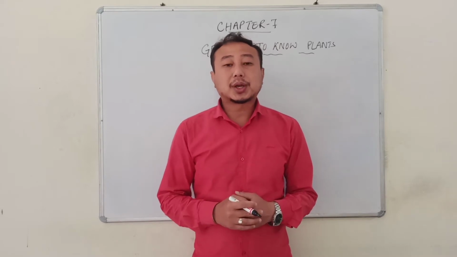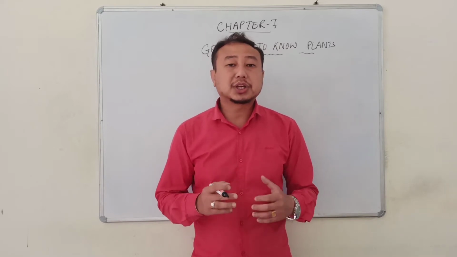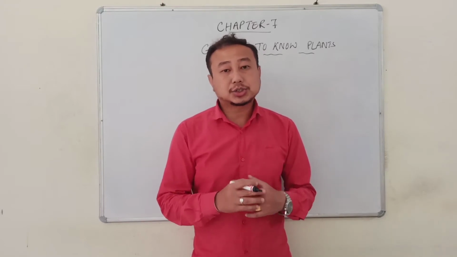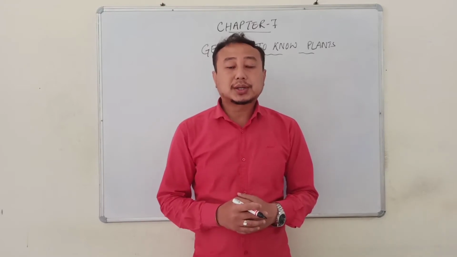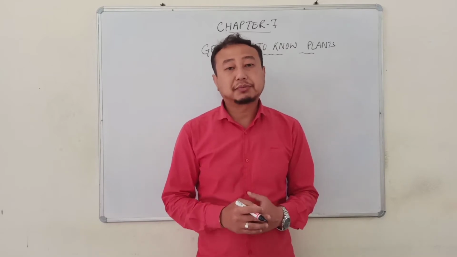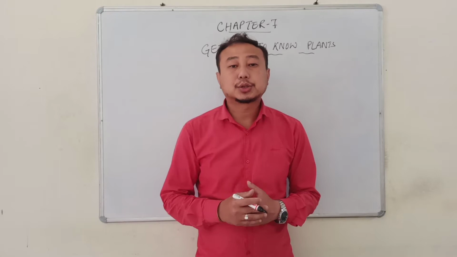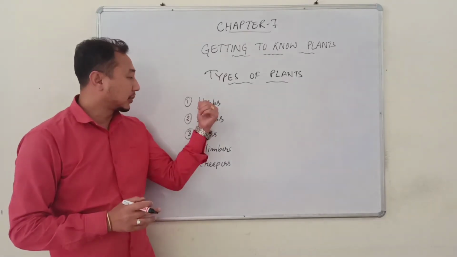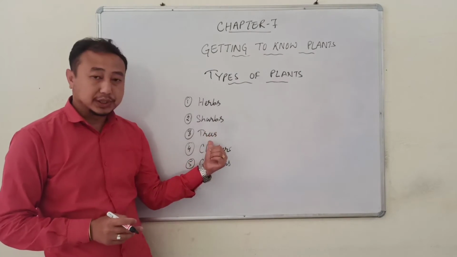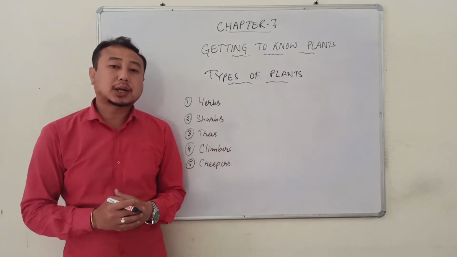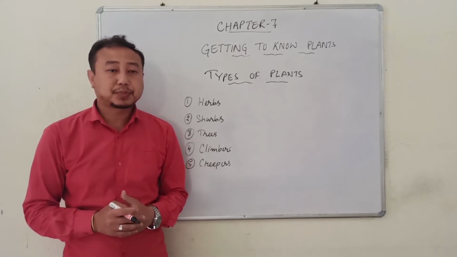The plants that are growing in our surroundings are divided into different categories depending upon their structure and their size. According to these two criteria, the plants can be divided into 5 different types. Let us see those 5 types of plants. The 5 different types of plants are herbs, shrubs, trees, climbers, and creepers. Let us see what the characteristics of these 5 types are.